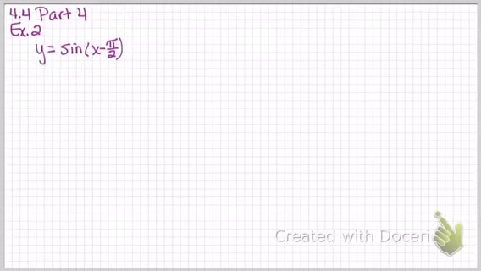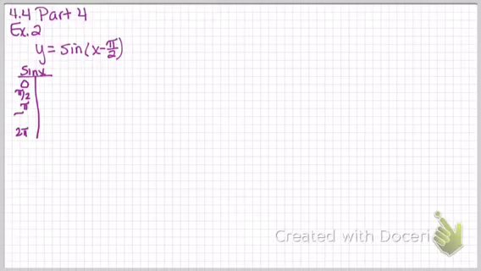4.4 Part 4, Example 2 says graph y equals sine of x minus pi over 2 over a 1 period interval. So remember our sine parent table. It has a period of 2 pi, so we're going to go 0 to 2 pi. Remember it's halfway, and then halfway between each of those intervals. Alright, sine starts at the origin, and then it's going to go up, and then it's going to come back down, and it's going to end back at 0.